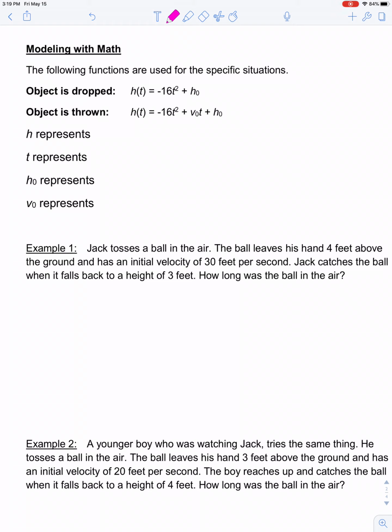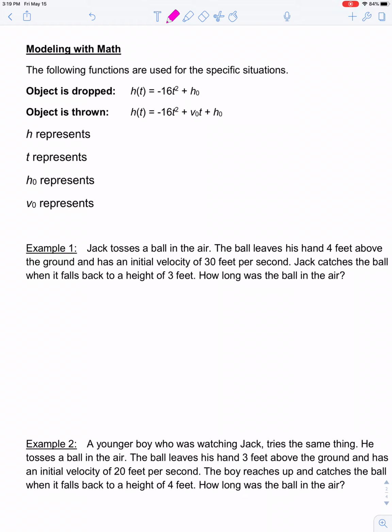Object is dropped. That means if you remember in elementary school when you did an egg drop, from the top of the roof or out the top of a window, what it means is you're standing at the top of something, could be at the top of a sliding board, and you just put your hand out and drop a ball or whatever the item is that you are dropping. That is the first equation.